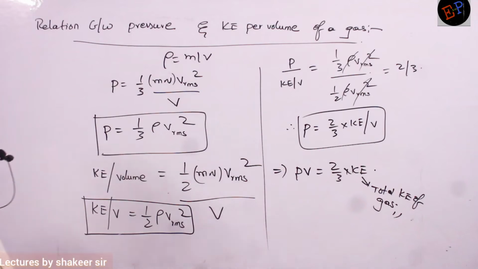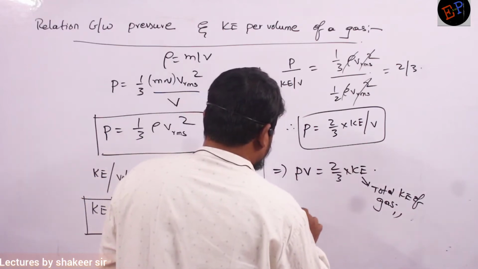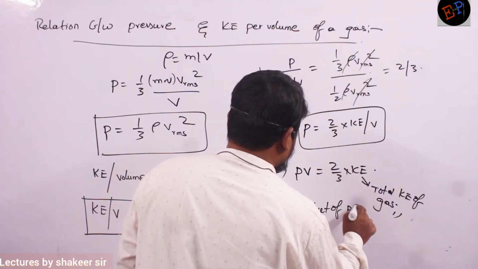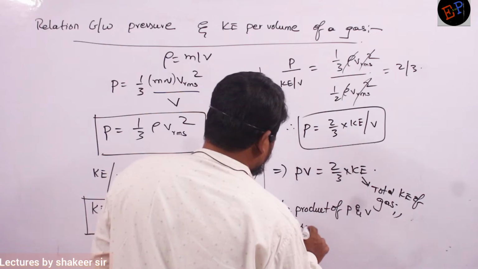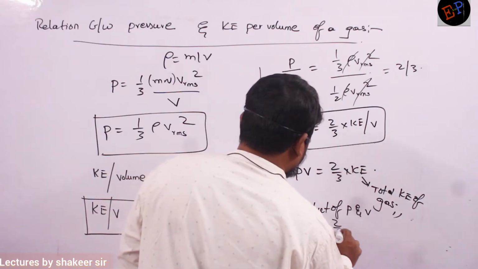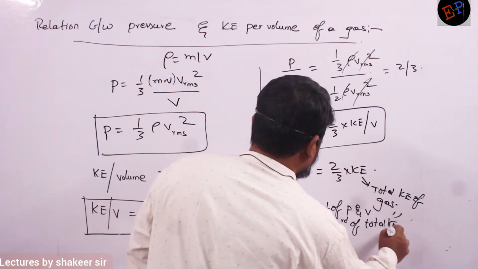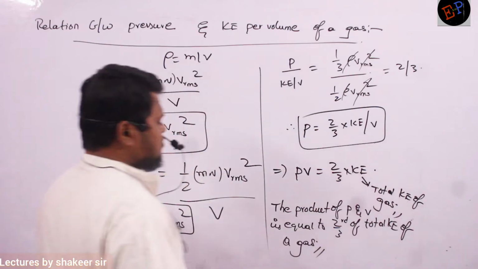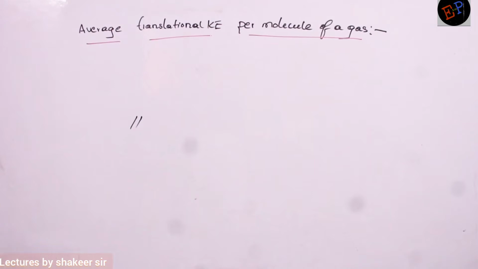So make a note up to here. The product of pressure and volume is equal to 2 by 3 of the total kinetic energy of a gas. Okay, so I can write like this. Is it clear?